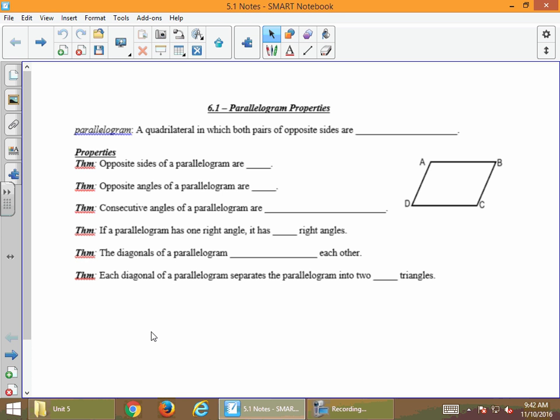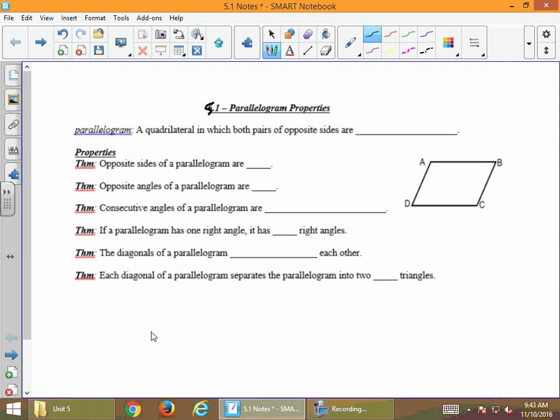Yes? Yes, so this is Unit 5. This is old notes from last year. That's a 5. It should say 5 on your paper.